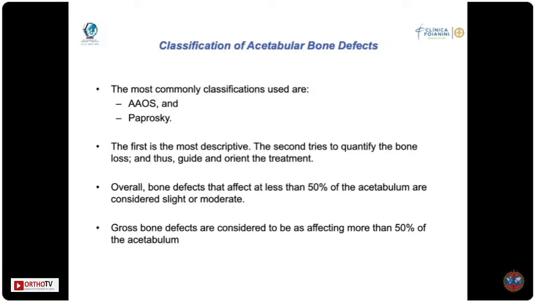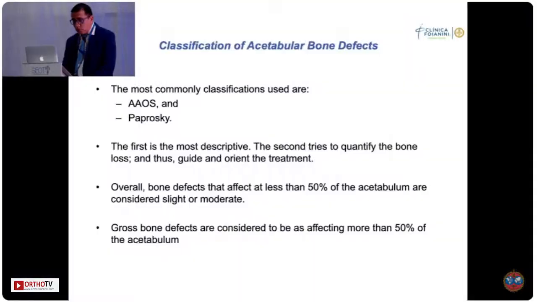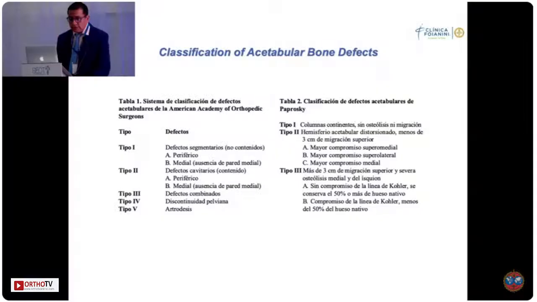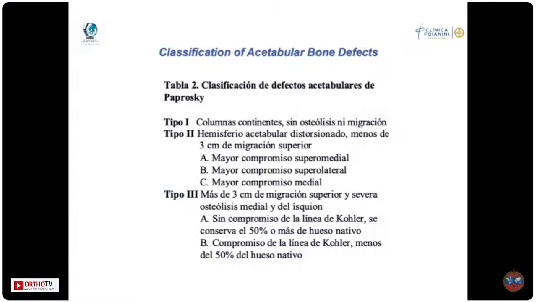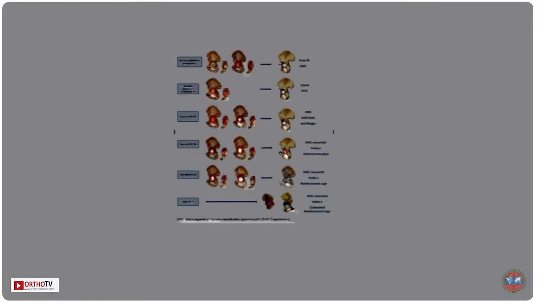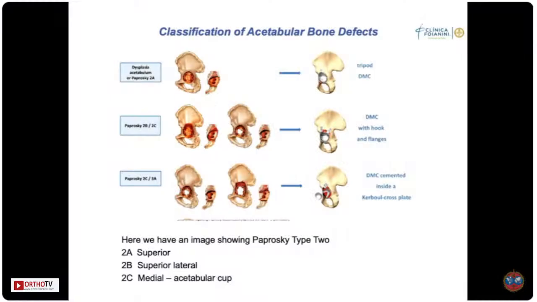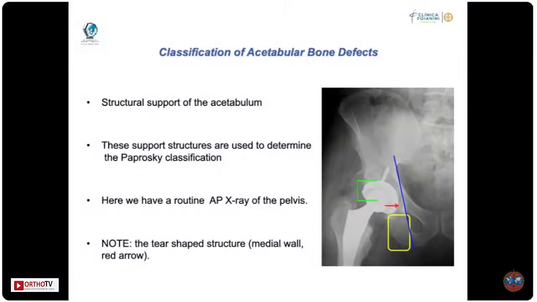Overall, bone defects that affect less than 50% of the acetabulum are considered slight or moderate. Gross bone defects are considered to be those affecting more than 50% of the acetabulum. This is the AAOS classification and the Paprosky classification. Type 2: 2A, superior; 2B, superolateral; 2C, medial. Structural support of the acetabulum: these support structures are used to determine the Paprosky classification.